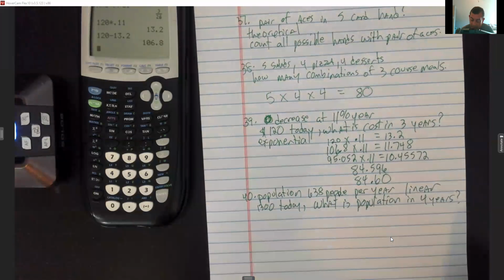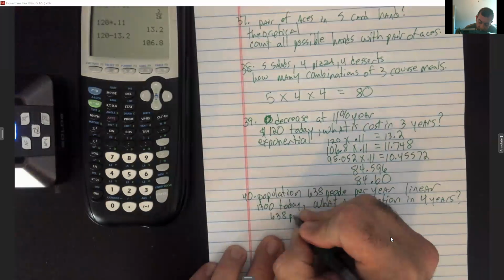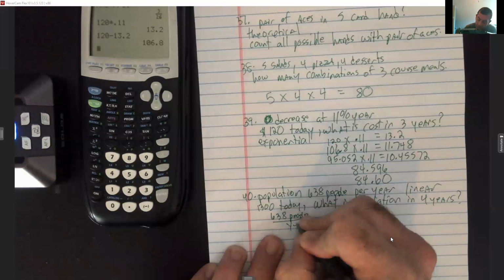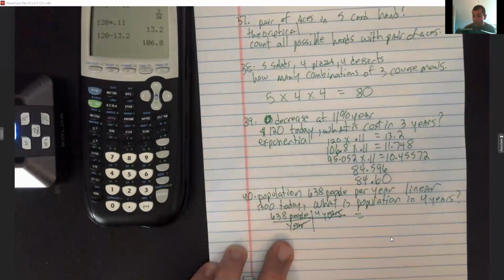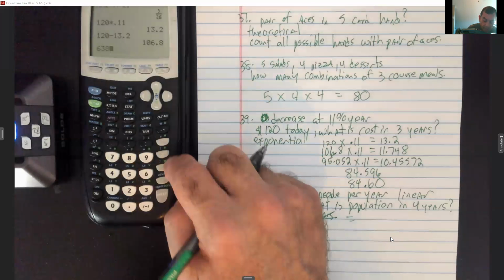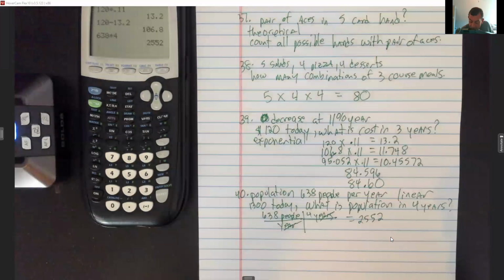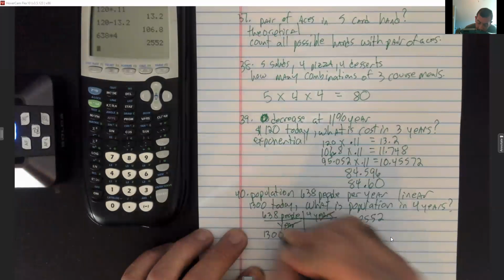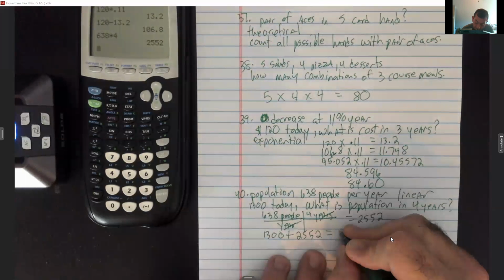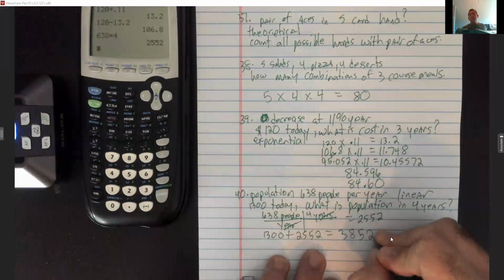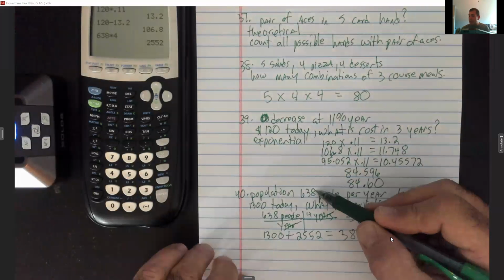So what we got to do is figure out how much it changed in 4 years. So it's doing 638 people per year, and we're doing it for 4 years. So see, my years cancel, and this will tell me how many people it grew in those 4 years. So 638 times 4 means it grew by 2,552. So now we take the starting amount, which was 1,300 people, plus the 2,552 people that it grew by, and our final population is going to be 3,852. But this one was linear because it always went up by 638 people a year. It wasn't by percents, okay?